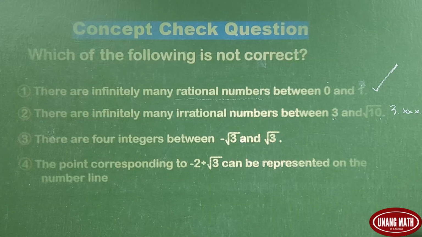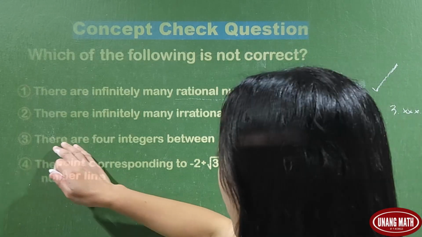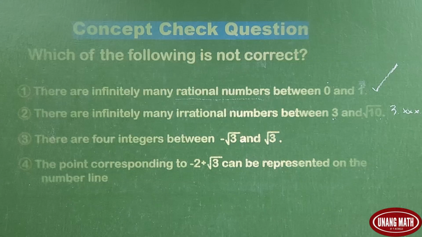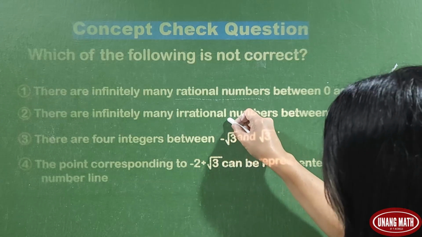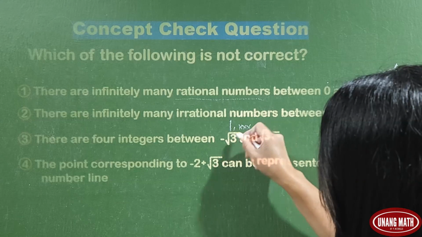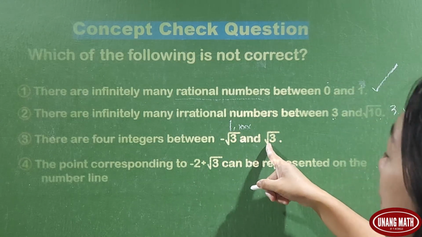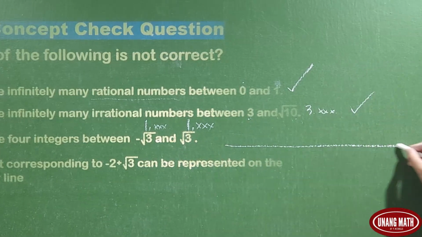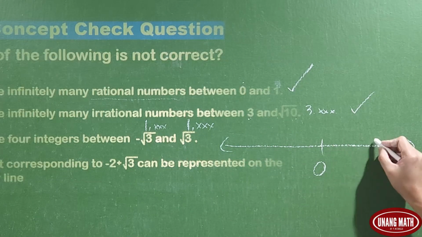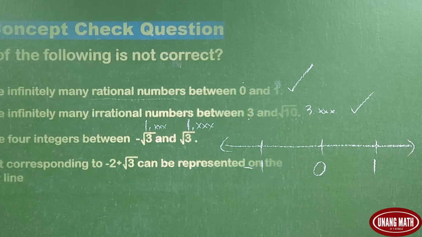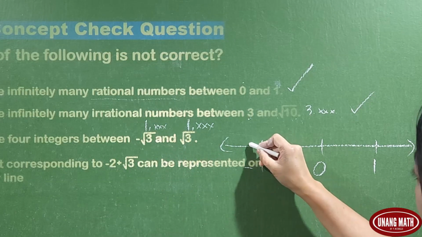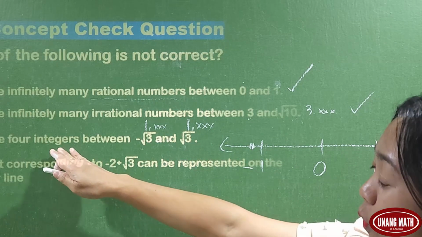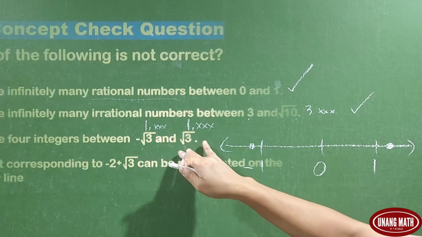This is also correct. For number 3, there are 4 integers between negative square root of 3 and square root of 3. Square root of 3 is 1 point something, so negative square root of 3 is negative 1 point something. On the number line, if this is the origin, this is 1, this is negative 1. Negative 1 point something is around here, and positive 1 point something is around here. There are 4 integers between these two distinct points.